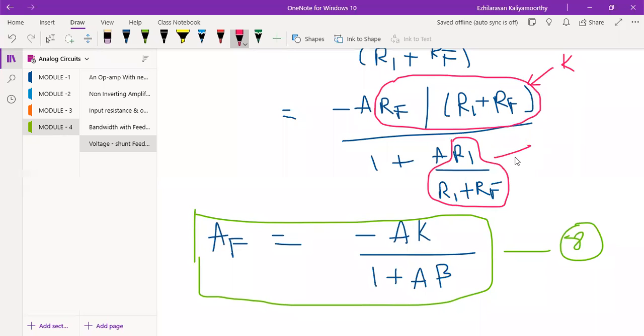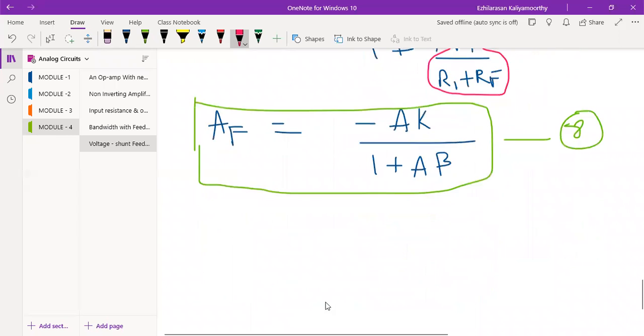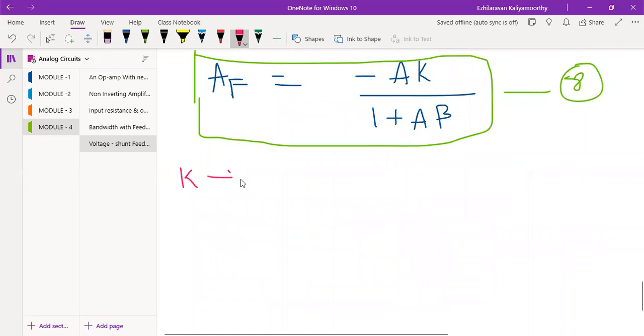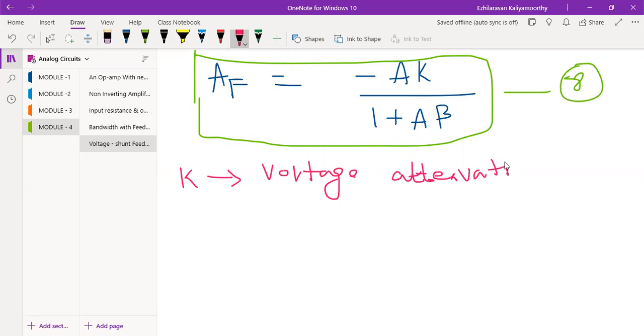So this term is nothing but your beta. This is what we wrote here. Now let us write what k actually is. We need to know that k is nothing but the voltage attenuation factor. Beta is nothing but the gain of the feedback circuit, where beta is equal to R1 by R1 plus Rf.